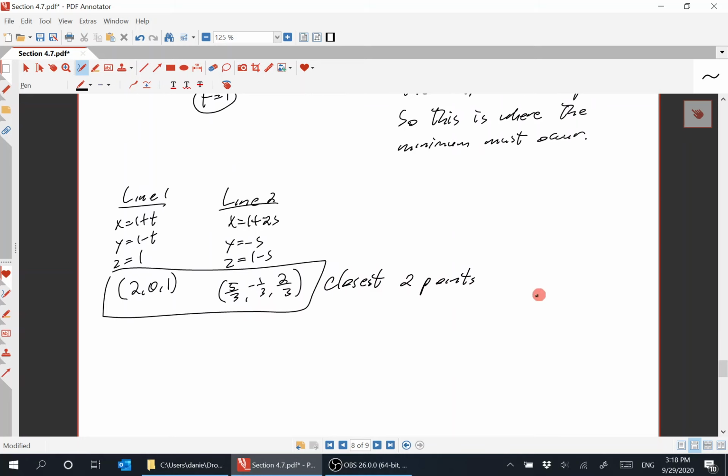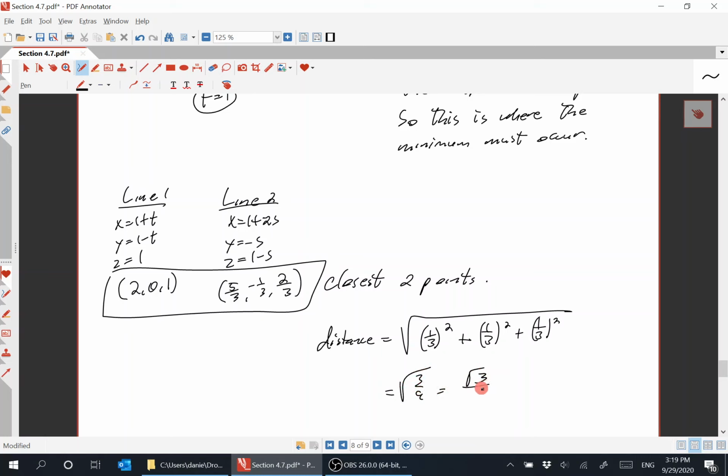And the distance itself: 2 minus 5/3, that's 1/3, squared, plus 0 minus minus 1/3 squared, plus 1 minus 2/3, how about that, 1/3 squared. So the distance here is square root of 3/9. So root 3 over 3 is the distance. So that's the shortest distance between 2 points, one point on line 1 and a point on line 2.